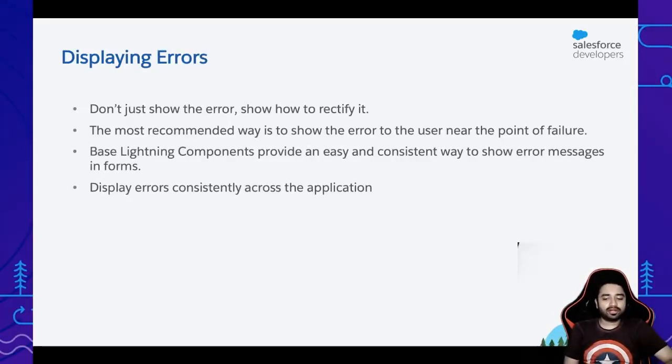And the most recommended way to show an error is near the point of failure. And if the error has occurred in multiple places, you can show a toast message on the top that says, okay, there are so many places in which an error occurred. Navigate to each of those places and see.